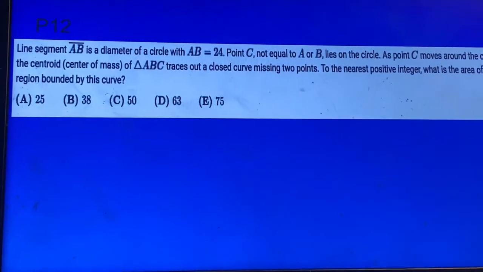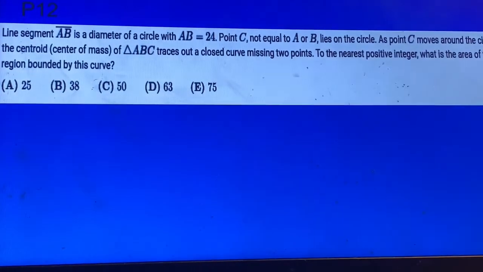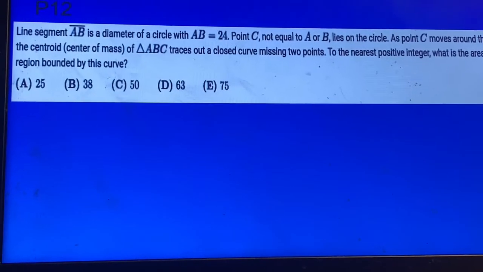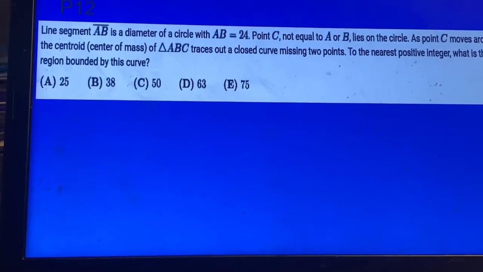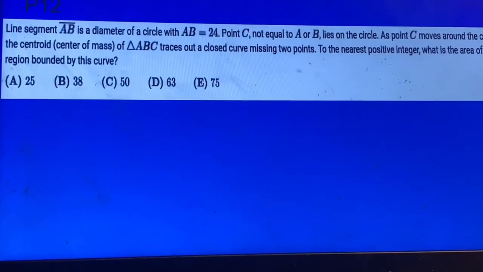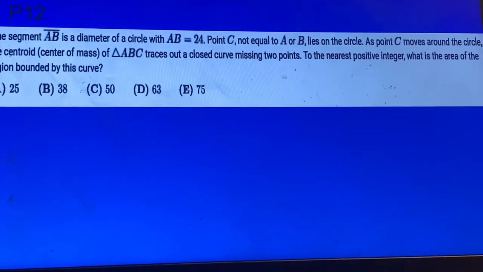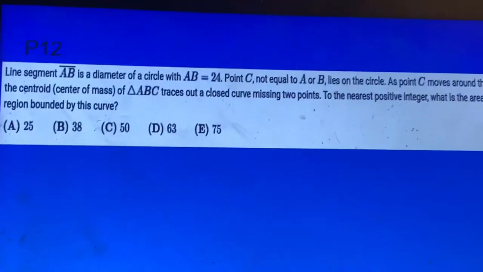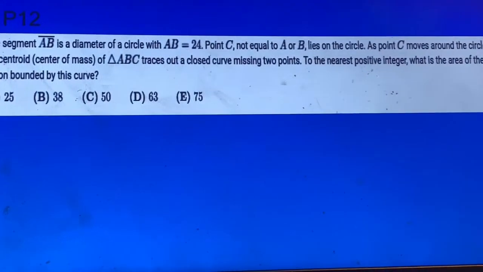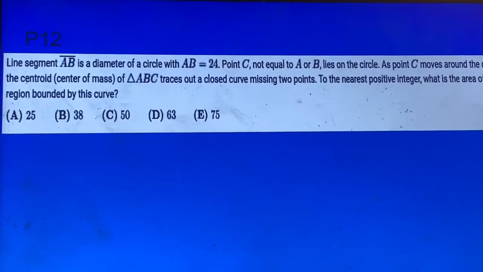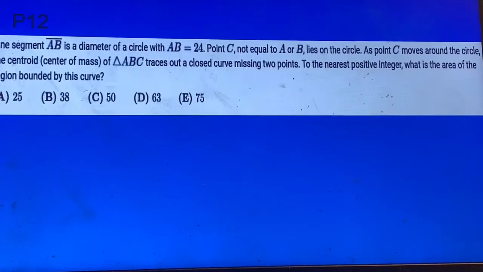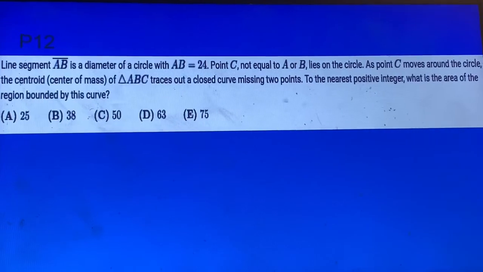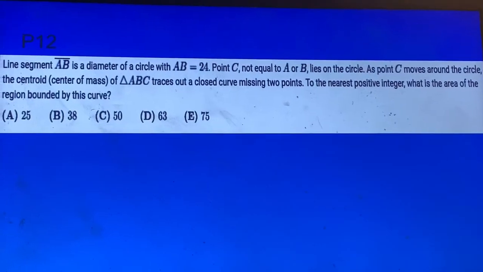So this problem. Line segment AB is a diameter of circle with AB equal to 24. Point C, not equal to A or B, lies on the circle. As point C moves around the circle, the center of mass of ABC traces out a closed curve missing 2 points. To the nearest positive integer, what is the area of the region bounded by this curve?